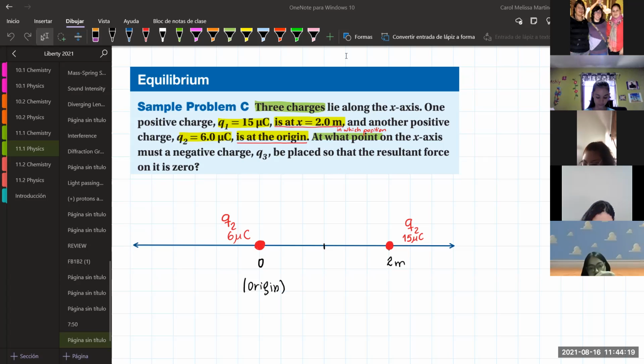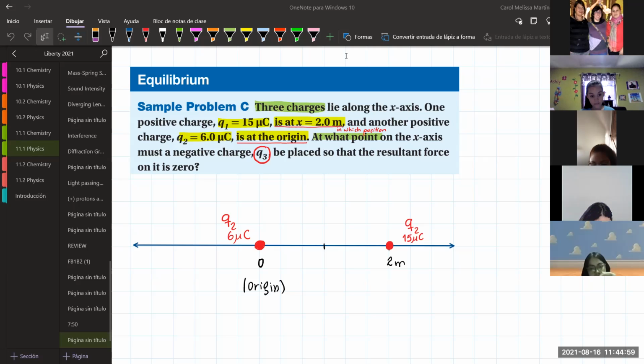Now, do I know the position of Q3? Do I know the position of Q3? It says, at what point on the x-axis must a negative charge Q3 be placed so the resultant on it is 0? In Spanish, ¿en qué punto del eje X tengo que ubicar la carga negativa Q3 para que la resultante sobre ella sea 0?